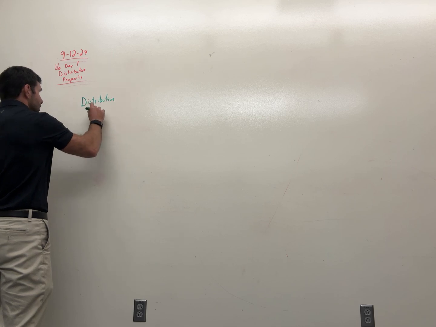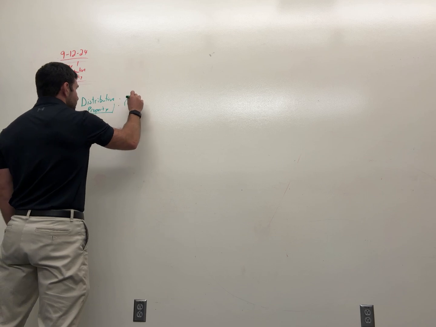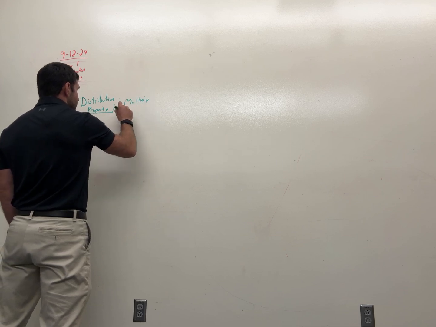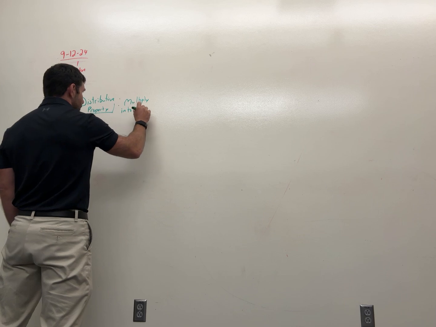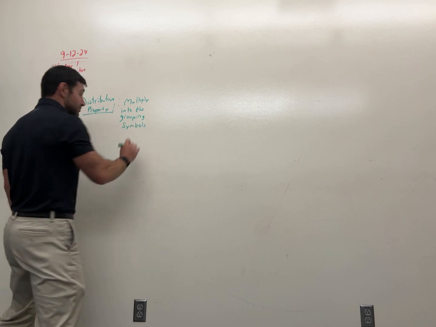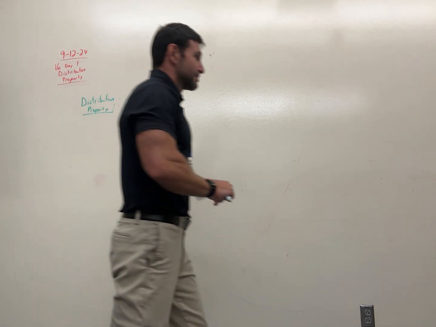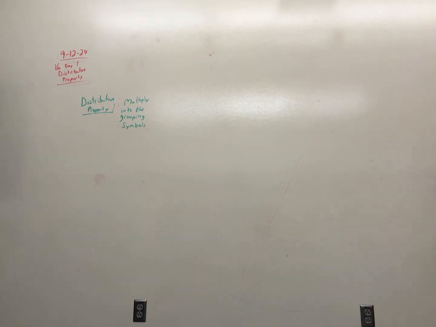Distributive property: multiply into the grouping symbols. That's what the distributive property is doing. Right. There we go. Light bulb. Distributive property. We are multiplying into grouping symbols.